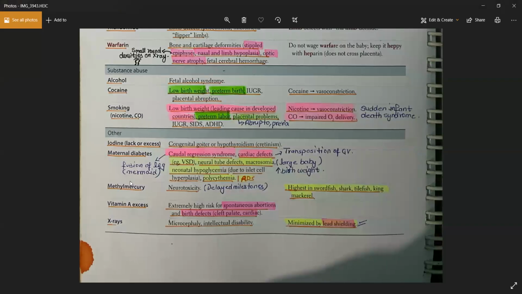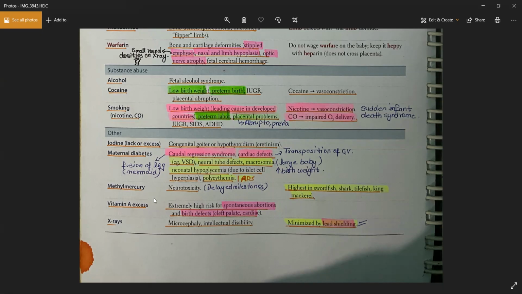Now, you have methyl mercury, and that can lead to neurotoxicity. Delayed milestones will be seen. All these milestones we will discuss later. If you give the patient methyl mercury, you can have delayed milestones. It can be found in swordfish, shark, and tilefish. So remember, you always need to avoid eating these fish in pregnancy because it can lead to neurotoxicity in the fetus.